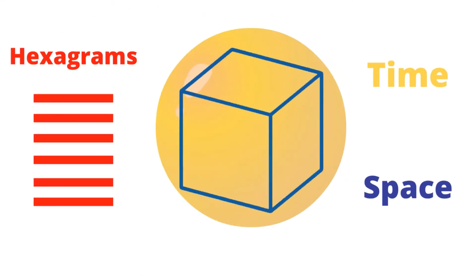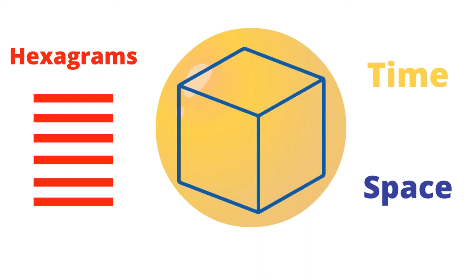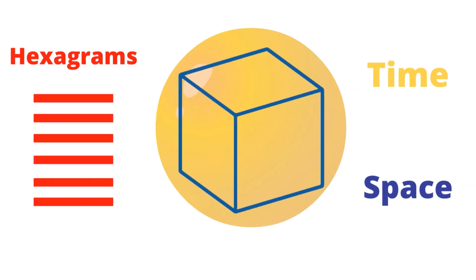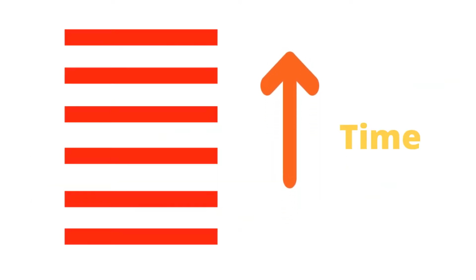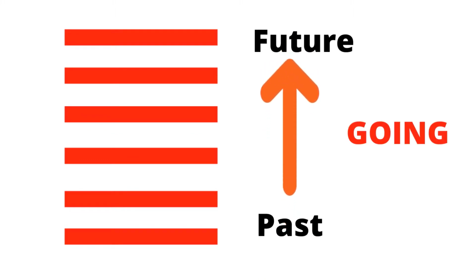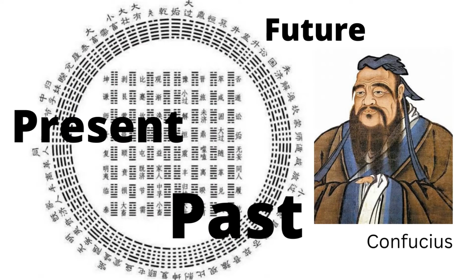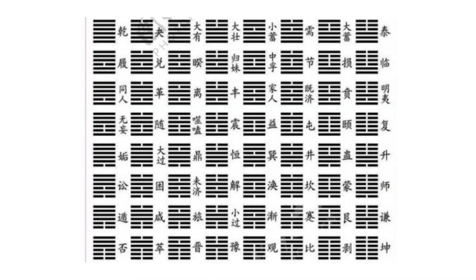That's why the Book of Change says a hexagram can tell a story in 360-degree angles of space. It also tells a story in 360-degree angles of time. Time moves from bottom to top when we read a hexagram. Yesterday is gone, tomorrow is yet to come. So, in the Book of Change, the term going means from past to future. The term coming means from the future to the past. That's why, according to Confucius, our holy sage, if we can read a hexagram, we know the past, present, and future. The 64 hexagrams cover every aspect of life.